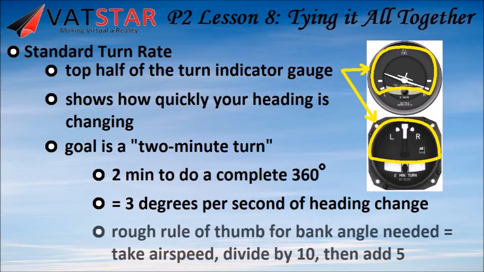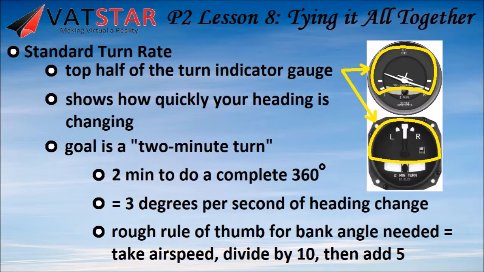change. There's a rough rule of thumb that says you take the airspeed, drop off the 0 at the end, then add 5 to get the bank angle. At 100 knots, drop the 0, making 10, then add 5, making 15. You should bank to about 15 degrees. At 250 knots, drop the 0, making 25, then add 5, making 30. Bank to 30 degrees to turn at the standard rate.